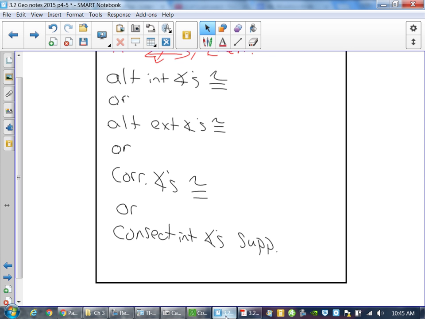Is there any such thing as a consecutive exterior? No. Because if it was, you would have put it on there. It's like a unicorn.